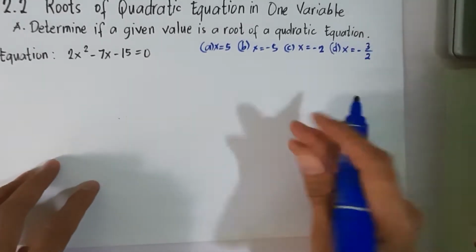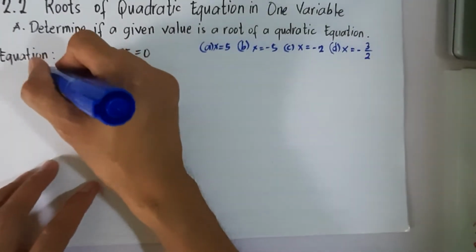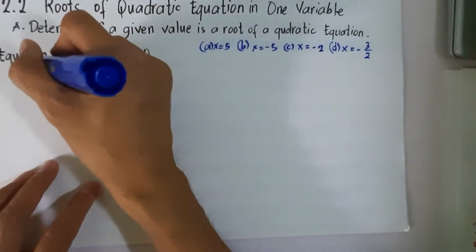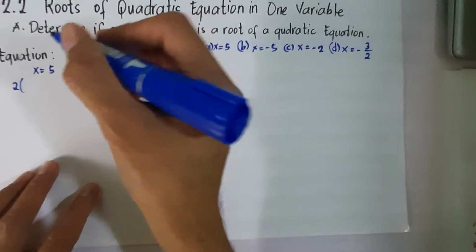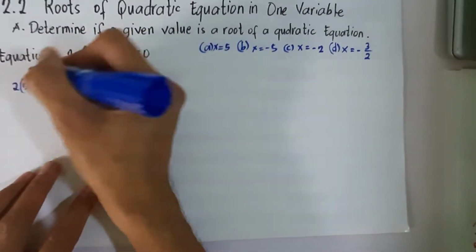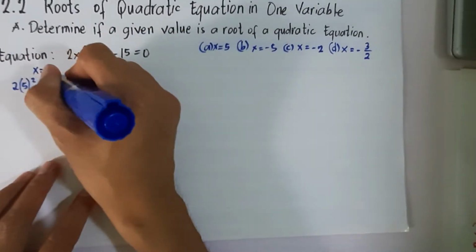So let's try with positive 5. x is equal to 5. Substituting, we have 2 times 5 squared minus 7 times 5.